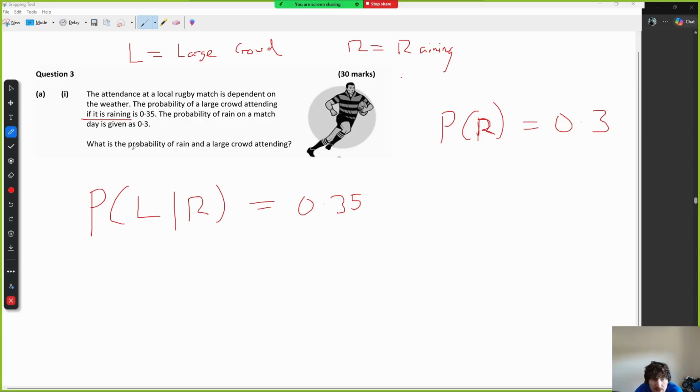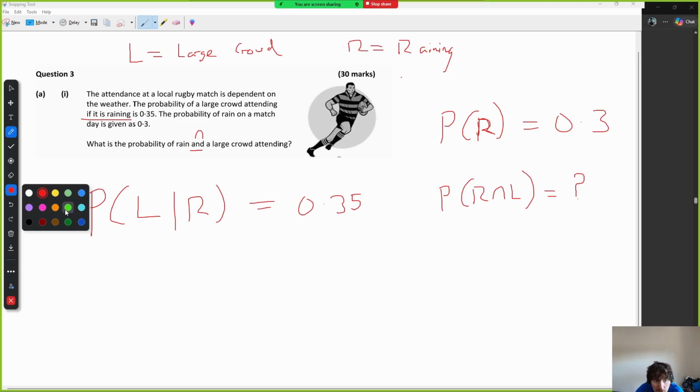Right. And then what are they asking for? Find the probability of rain and a large crowd. And see the "and". So "and" in probability means intersection as well when we're writing these statements. So we want rain and a large crowd. So what we're really looking for here, and you pick up a ton of marks from the examiner just identifying this stuff, we're looking for the probability of it raining and intersect a large crowd, and you put a question mark beside that. Okay, so we have extracted all the info from the question.